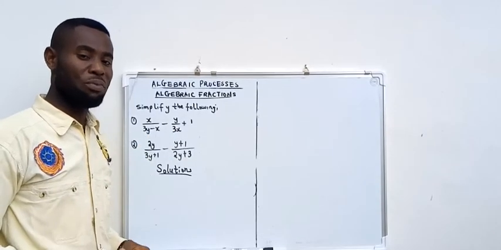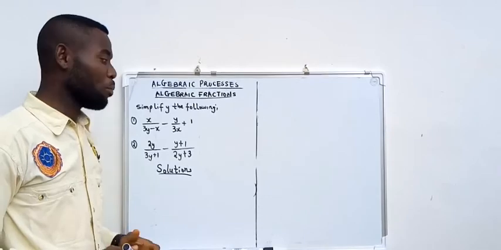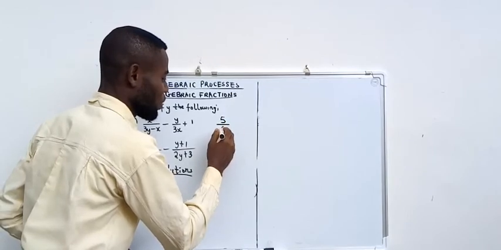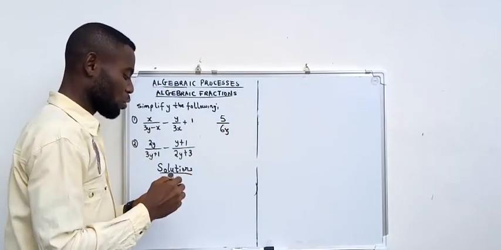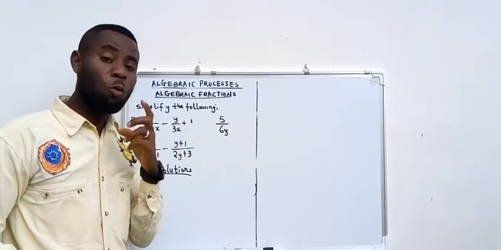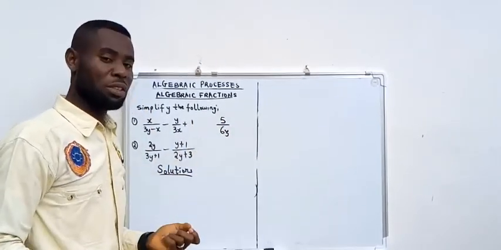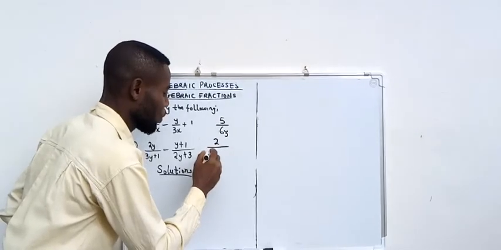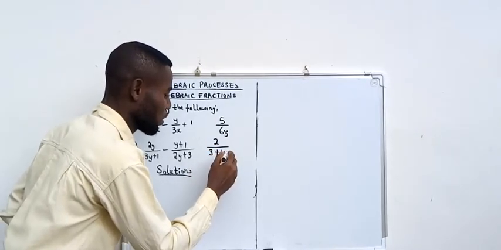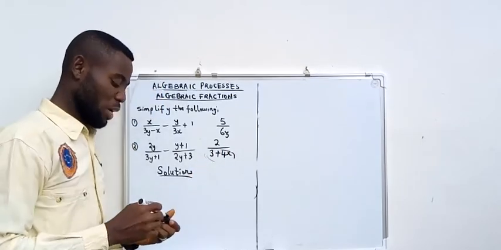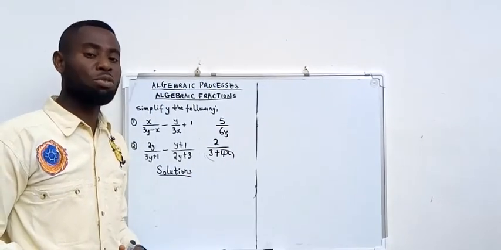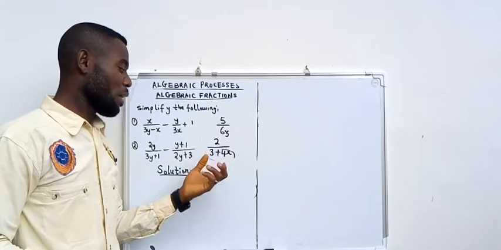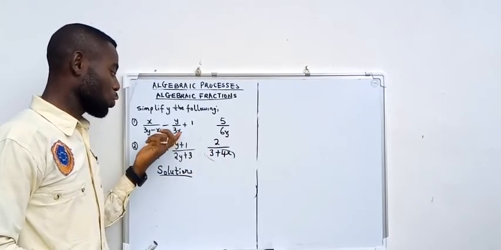I would like to give you an example of a monomial fraction. A monomial fraction can be like this: 5/6y. Here, the denominator is expressed in one term, so we call it a monomial fraction. Mono means one. Then this one, 2/(3 plus 4x). The denominator here has two terms, and because it has two terms, we call it a binomial fraction. So with this understanding, I'd like us to continue by solving this problem.